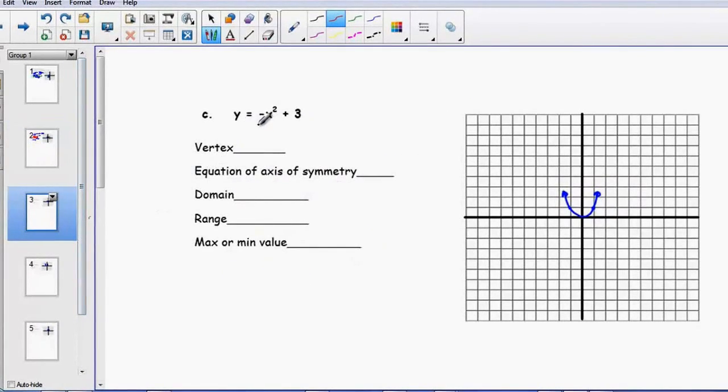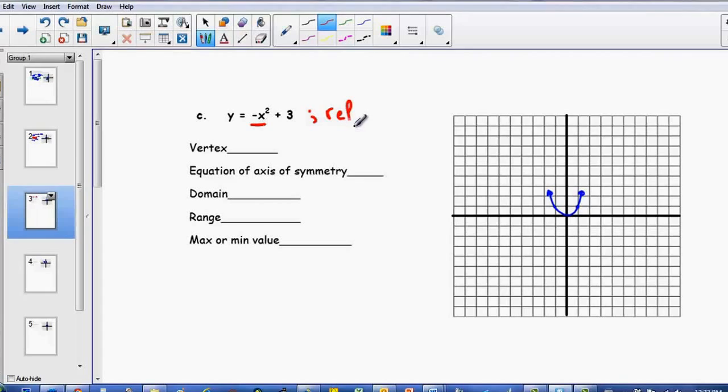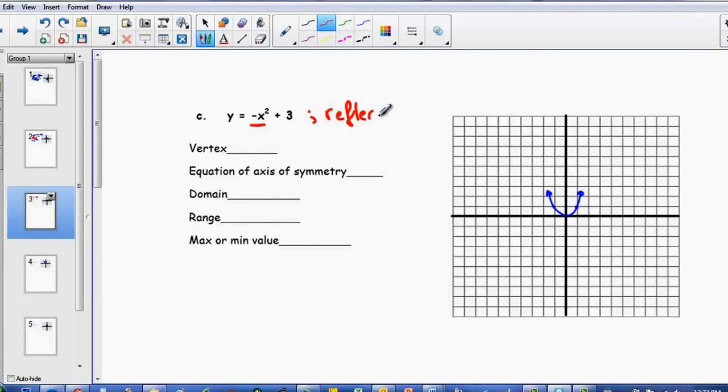Now we have negative x squared plus 3. So since the a value is negative, we have a reflected function, so it will be reflected over the x-axis. At the same time, h is not present, which means it's 0, so it doesn't move horizontally, but it is translated 3 units up. So the vertex will be 0 and 3. And the axis of symmetry stays at x equals 0, like the basic function x squared.